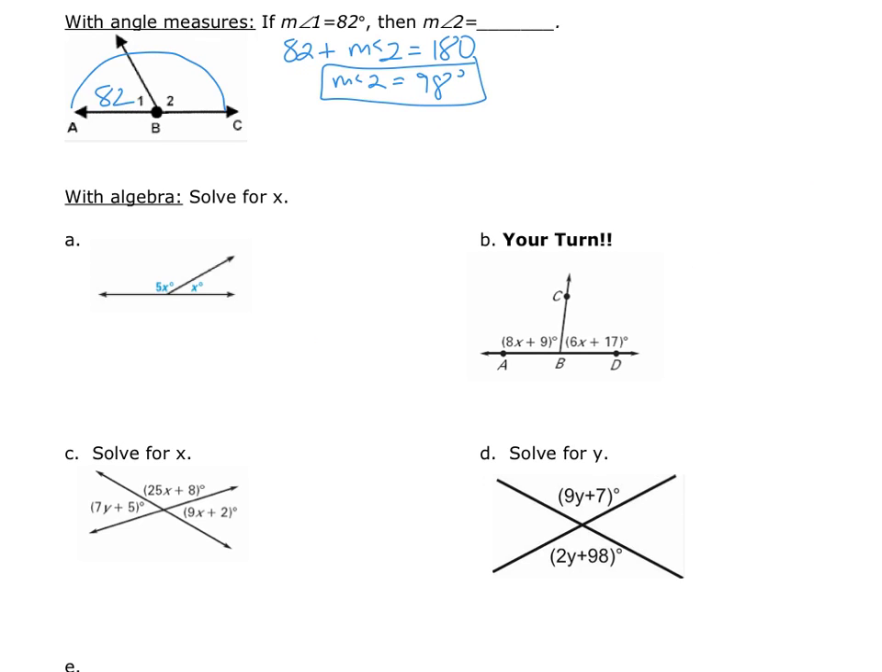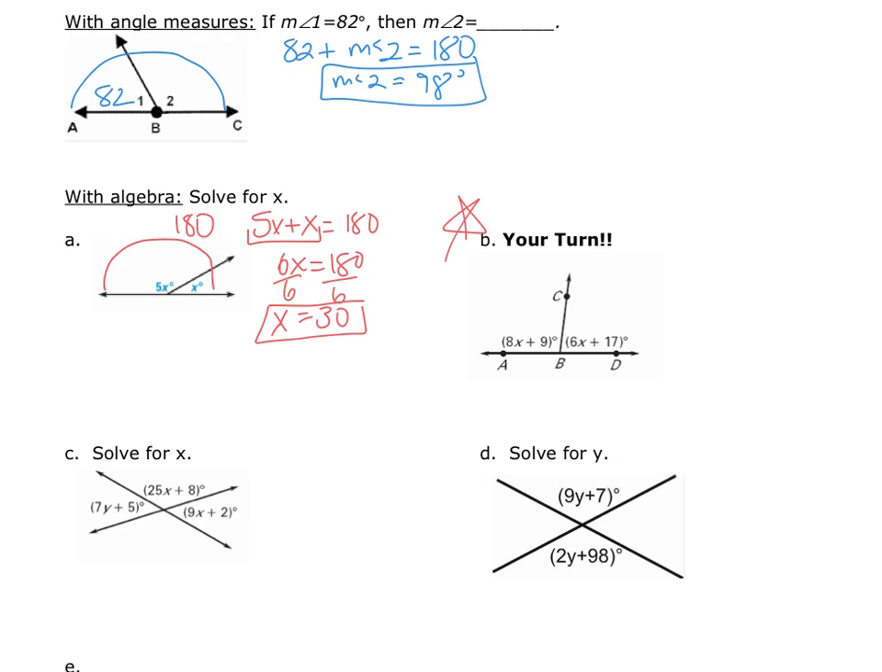All right, for letter A, we have the exact same picture except we just know that we need to solve for x. But again, this is a linear pair and they are supplementary, so together they equal 180 degrees. So we can say that 5x plus x equals 180 degrees and use that to solve for x. So we can combine our like terms, so we get 6x equals 180, divide both sides by 6, and we get x equals 30, and in this problem, that is all we need to find. On letter B, I want you now to do the exact same thing and set it up to solve for x.